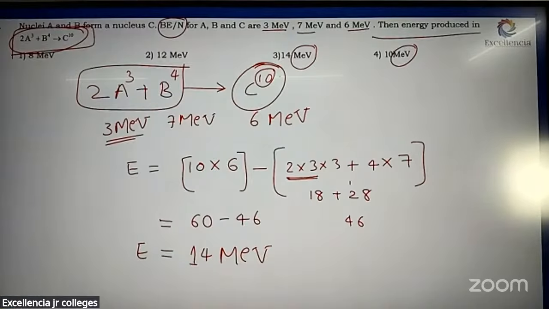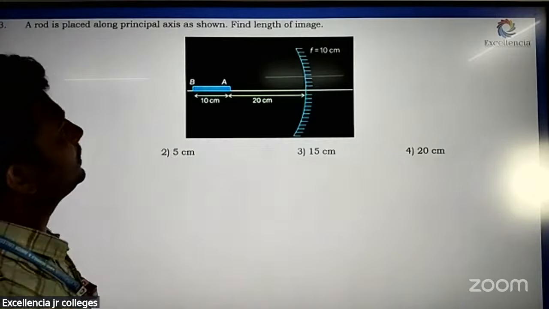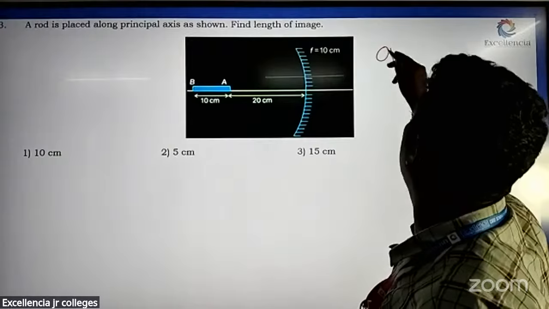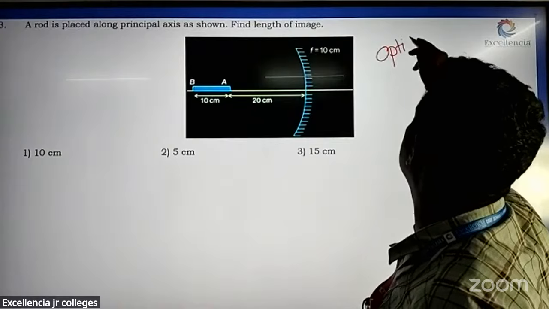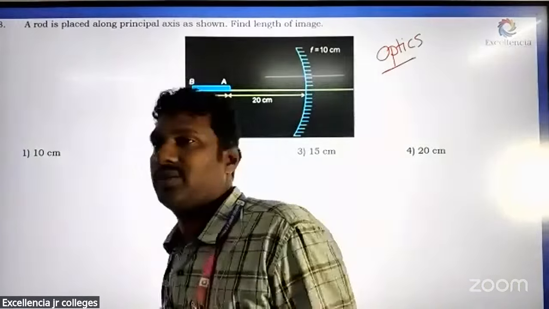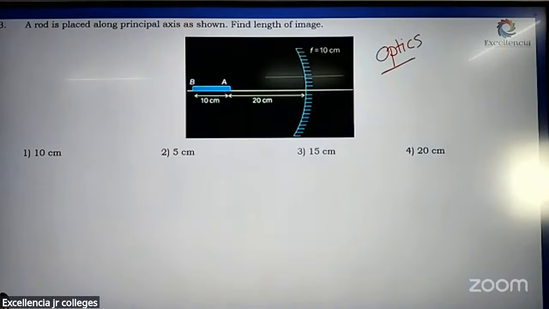And next question, if you go for the third question, they are asking from optics. So optics also, definitely for each shift, they are asking at least one question, students. Now this question also they have given as a very simple question.